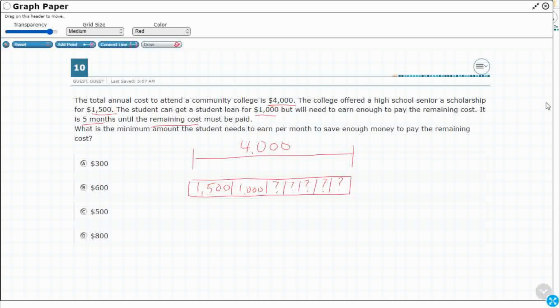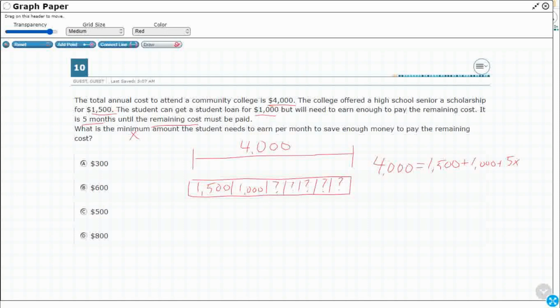Well, we can also write an equation if we'd rather do it like that. 4,000 equals 1,500 plus 1,000. I could say plus question mark plus question mark plus question mark, but I'm just going to do a little multiplication. 5 times, and let's call that x. All right, well, we know how to handle that, right? Now that it's an equation, we know how to do that.